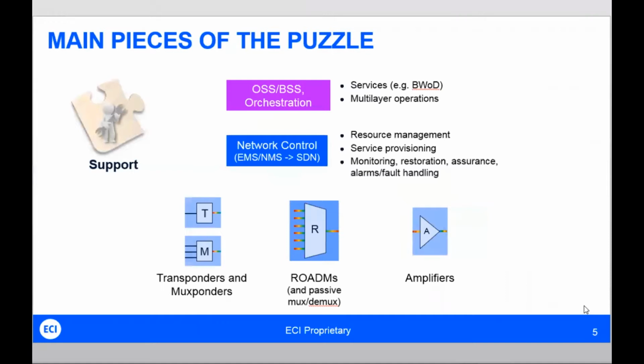Now, what are the various pieces of the puzzle that we can put together in terms of assembling these systems? At the bottom part of the screen, we actually have the optical systems themselves. We have the transponders and the muxponders that are responsible for sending and receiving the optical signals. We have the ROADMs, which could also include passive MUX and DMUX, but the ROADMs as an active component are used for routing the optical signals. And then we have the amplifiers, which are an important part of the overall optimization of the system in terms of making sure that you have the best performance in terms of the transmit and receive.